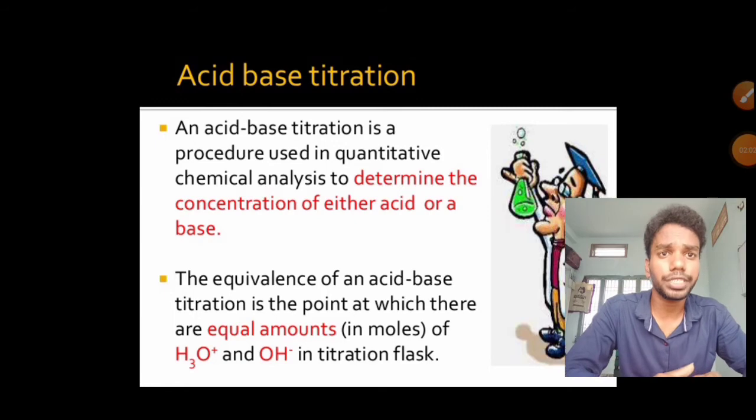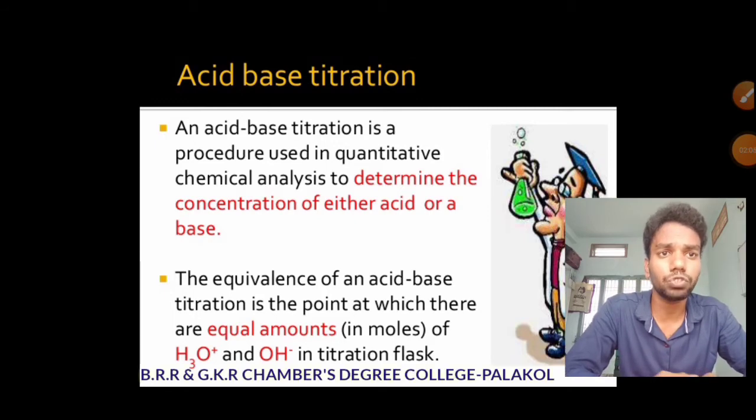Right, so an acid base titration is a procedure used in quantitative chemical analysis to determine the concentration of either acid or base. So here we are determining the concentration of either acid or base. There are two types of acid base titrations actually, acidimetry and alkalimetry. In acidimetry, we are determining the concentration, that is the strength of a base, by using a standard acid. And in alkalimetry, we determine the strength of an acid by using a standard alkali solution, that is base solution. So, the two types of titrations, acidimetry and alkalimetry.